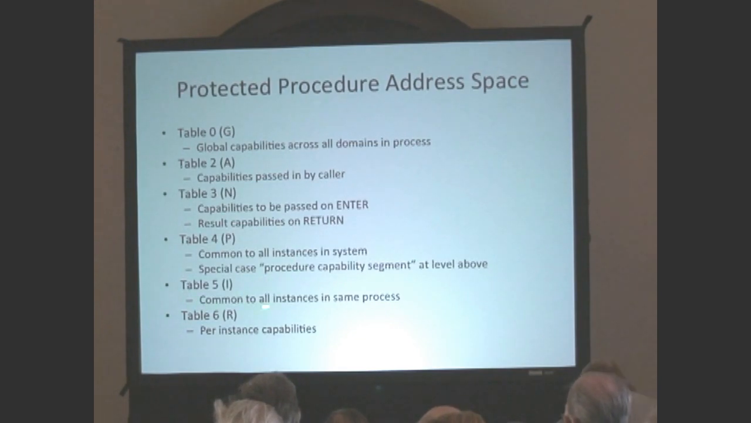The I table was used for things that were common to all instances in the same process. In practical terms, that was very rarely used, actually. And the R table was used for things that were specific to a particular instance.